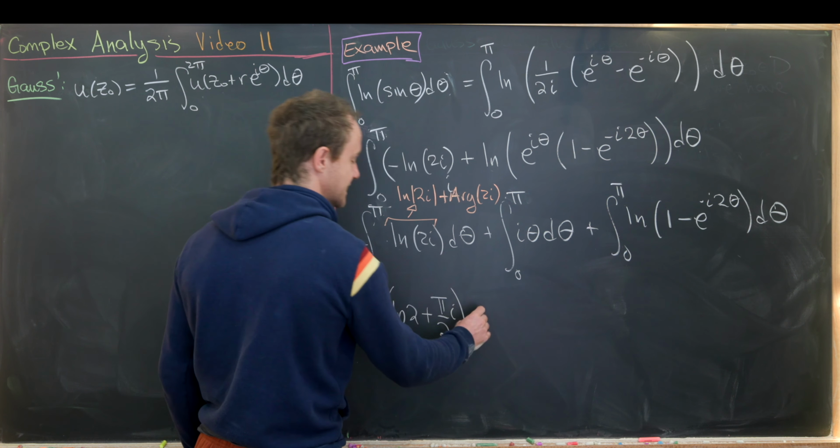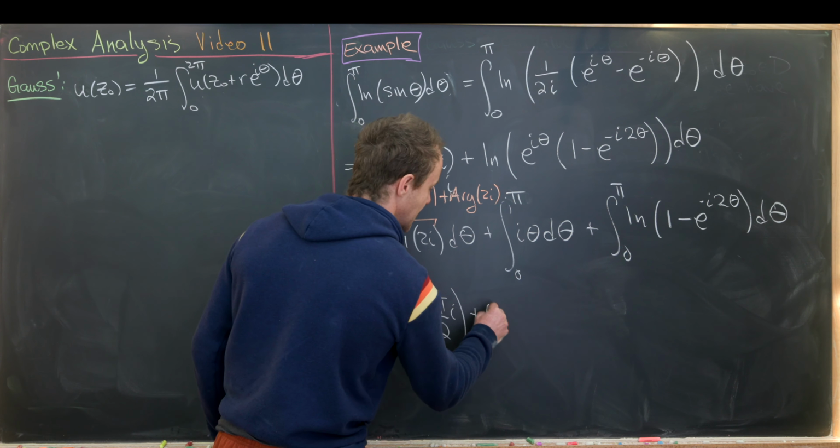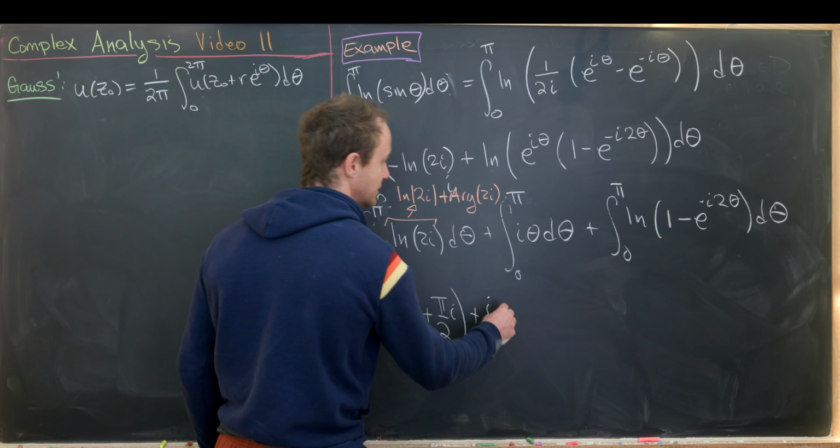And now we can integrate this pretty easily to see that we get i times θ² over 2 evaluated at π.